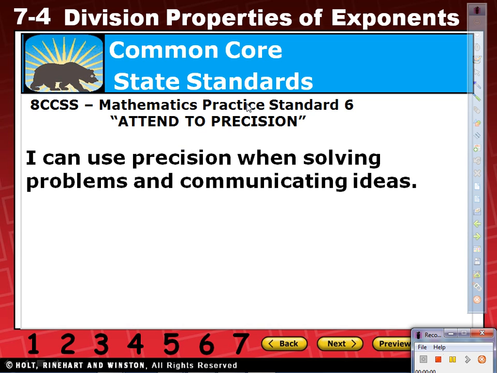And once again, our math practice standard number 6 is attend to precision. So whenever I ask you for a rule or a sentence, make sure you give me a full sentence. If I ask you for an area, make sure it's in units squared. Just be precise. Okay? Here we go.